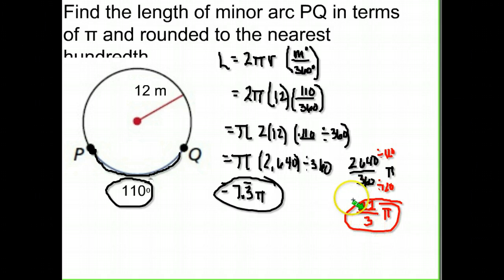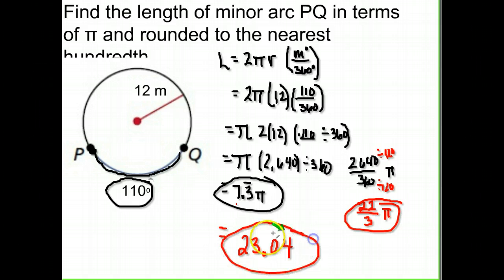Now if they want the answer rounded to the nearest hundredth, then we have to go ahead and multiply our answer by pi. So we'd have our 22 divided by 3, multiply it by the pi, or the 7.3, okay? And you get 23.038. That would round to 0.04 because we're rounding to the nearest hundredth.